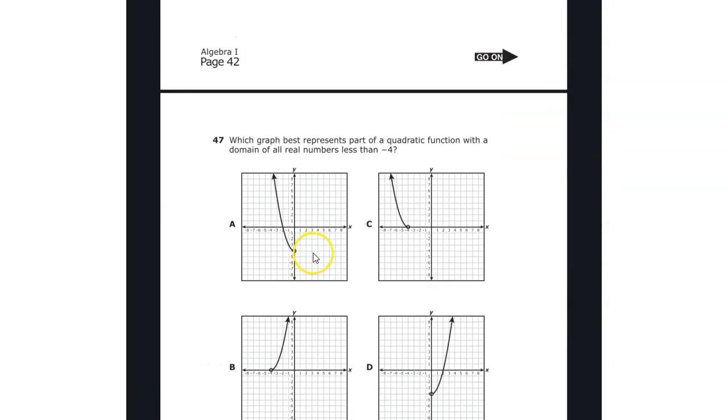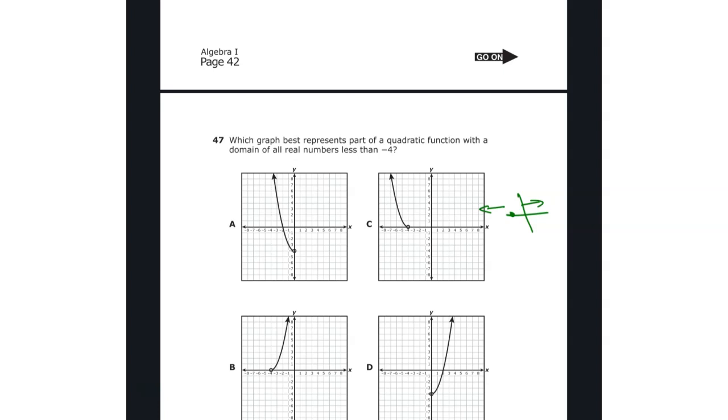47. Which graph best represents a part of a quadratic equation with a domain of all real numbers less than negative 4? Sorry, all real numbers less than negative 4. So this is what we're kind of looking for. This is negative 4 right here. All our values are going to be this way. There's nothing coming on this side.